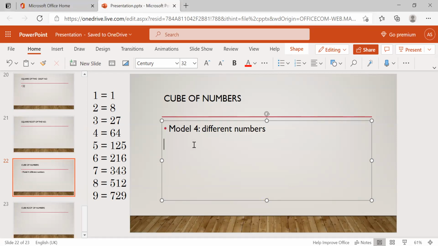Oh, any one number you just take, 24 cube. So how are we going to find this one? Just listen carefully. It is not like that. It is somewhat different. First of all, take the 2 cube. What is that? 8. Okay, then next 4 cube.